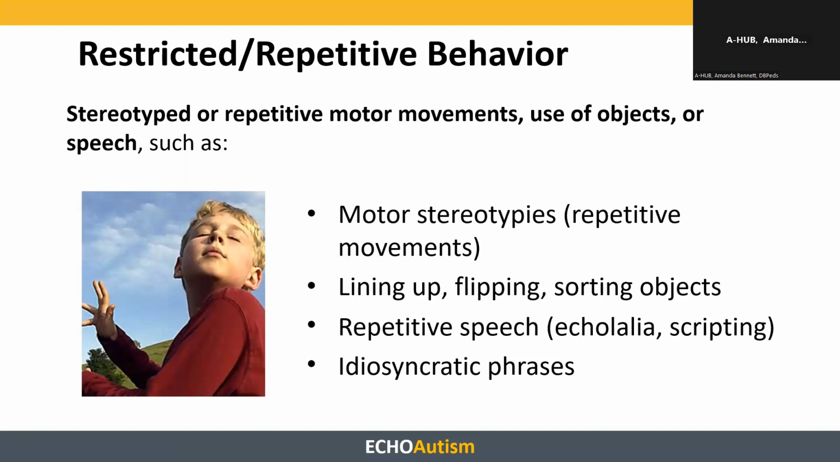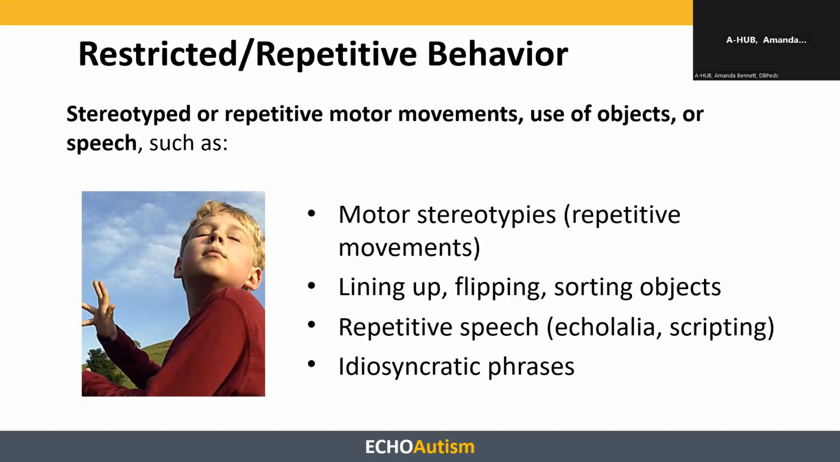So then moving to the behavior category, there are 4 symptoms under the restricted and repetitive behavior category. The first is having stereotyped or repetitive motor movements or use of objects, or having repetitive or stereotyped speech. So there's lots of things that could fit into this category. Motor stereotypies, this is when people have repetitive movements of their body. It could be hand or finger movements. It could be whole body movements like spinning or rocking. All fit into this category.